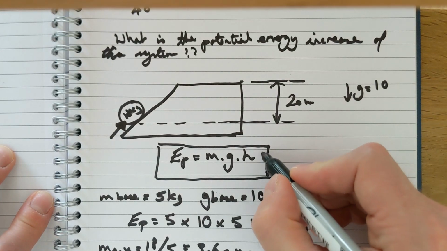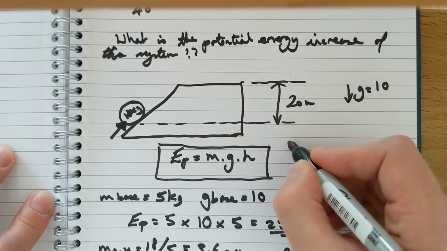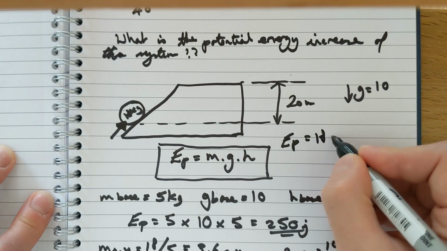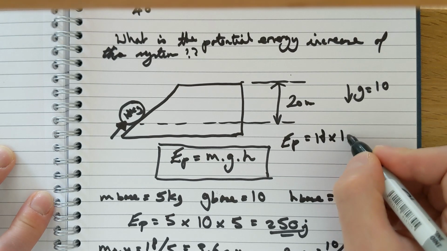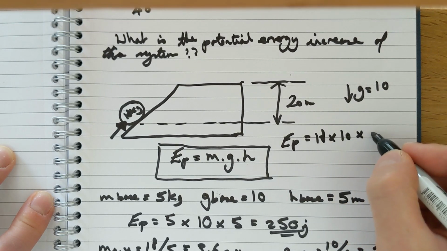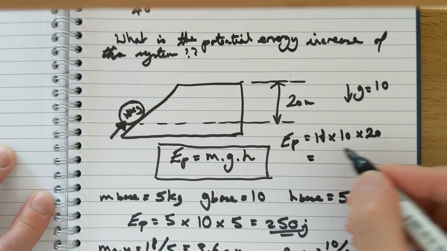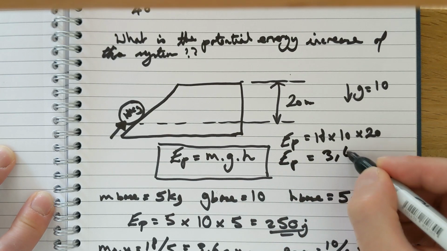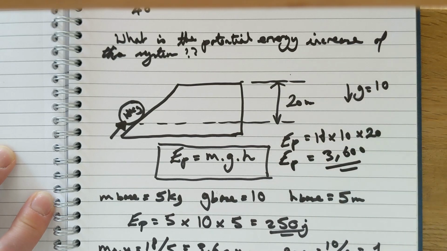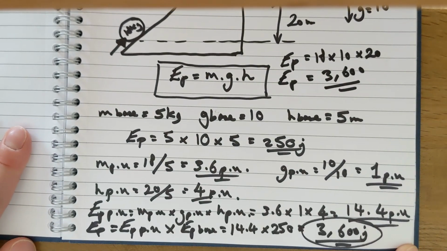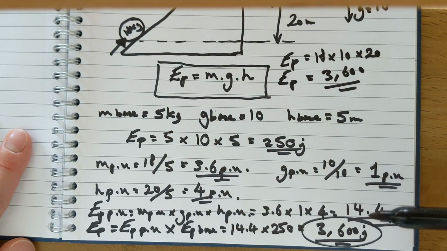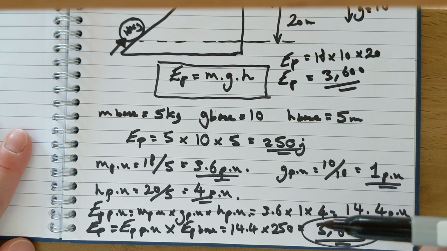We can just use the same formula, and therefore EP equals mass, which is 18, times gravity, which is 10, times 20 meters. If you did that calculation, you would find that this also comes to 3,600. You'll notice that's exactly the same value as what we got when calculating with real values, as when we converted it into per unit, calculated it, and then converted it back.